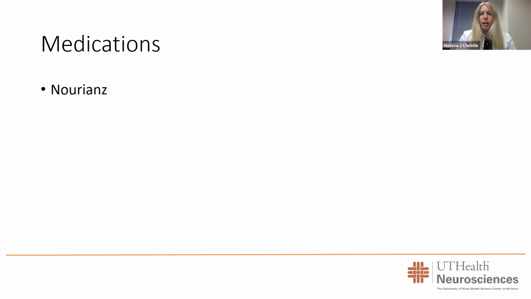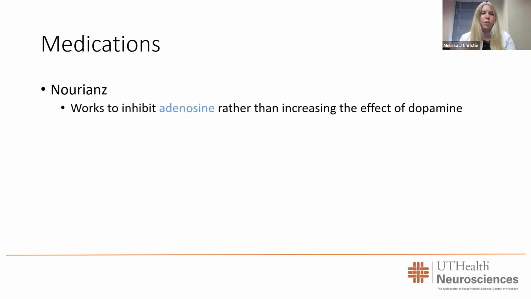And then we have a few more that are fairly new to the market within the last, I want to say 5 years, but I think it might be, yeah, I still think this one's within the last 5. It came out, I think, right before COVID. So Norians, this one is unique in the way it works. This is the only one that doesn't really work on the dopamine pathway. This works on inhibiting adenosine, and this is what caffeine inhibits too.